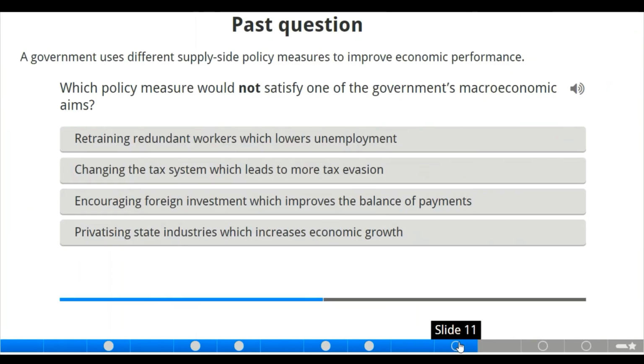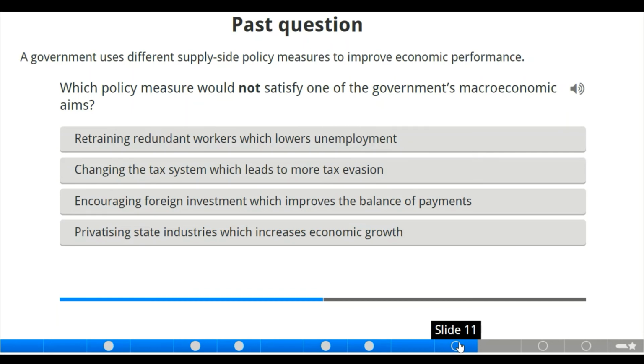Moving to the next slide, we have a past question here also. A government uses different supply side policy measures to improve economic performance. Of course, we have discussed that. Which policy measure will not satisfy one of the government's macroeconomic aims? Now let us check out the options here. Retraining redundant workers with lower employment.